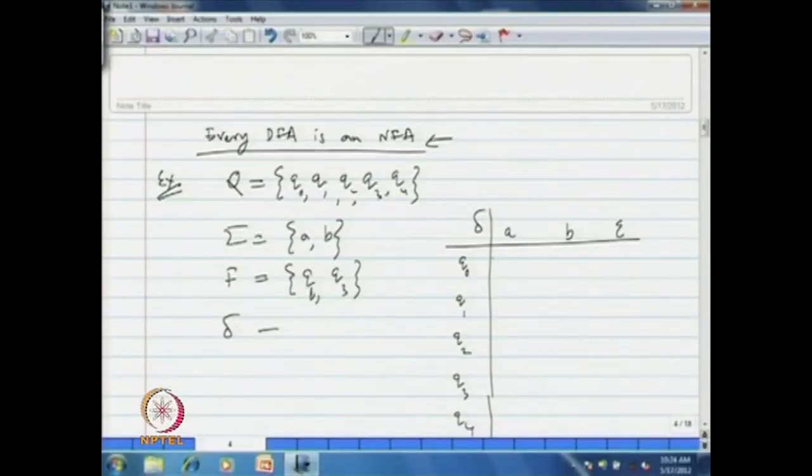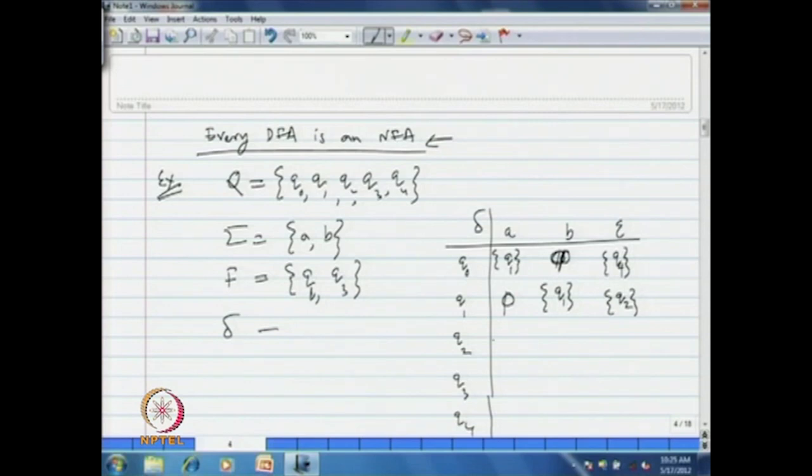Let us say Q0 on a transits to Q1, so it is a subset containing only state Q1. Say Q0 on b, there is no next state, so it is an empty set phi. Say Q0 on epsilon goes to state Q4, so it is the subset containing Q4. Say Q1 on a does not have any transition, so it is phi. Say Q1 on b remains in the same state, so it is the subset containing only Q1. And Q1 on epsilon goes to Q2, so it is the subset containing the state Q2.